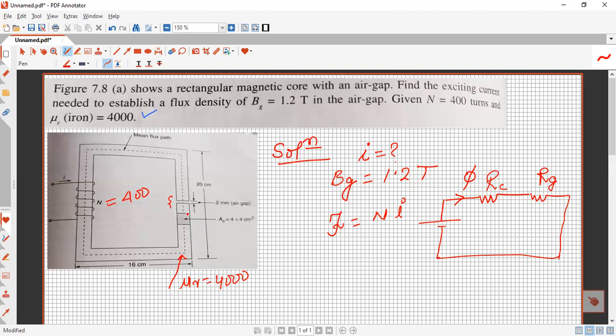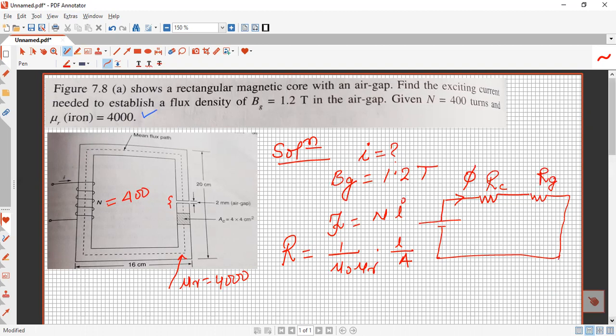Here we can see very easily the dimensions given: the area of cross section of the core is 4 centimeter by 4 centimeter, so its area is 4 by 4 centimeter square, and the length of the air gap is 2 mm. First of all, we should understand what reluctance is. It is 1 by mu naught mu r into L by A. Mu naught is the permeability of free space, and mu r is the relative permeability.